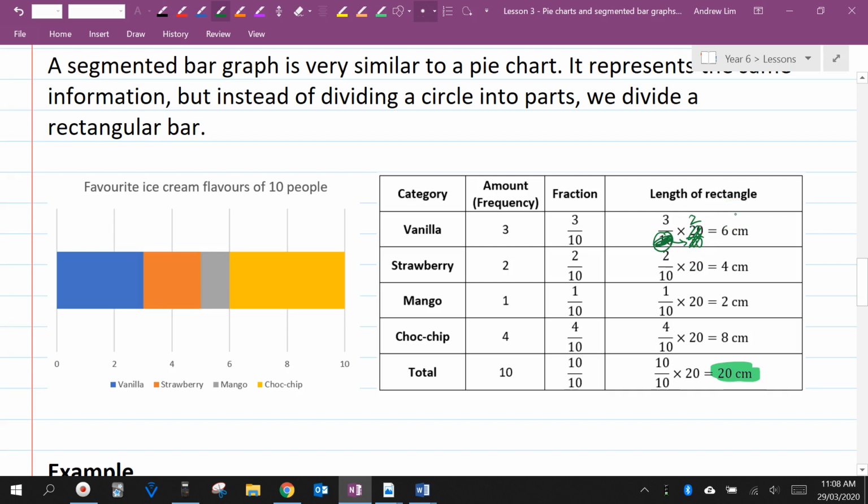That means vanilla, I made this length 6 centimeters long. Okay, for strawberry, I made this length 4 centimeters long. Okay, according to my calculations, mango, I made 2 centimeters long. Okay, and the last one, choc chip, I made 8 centimeters long.